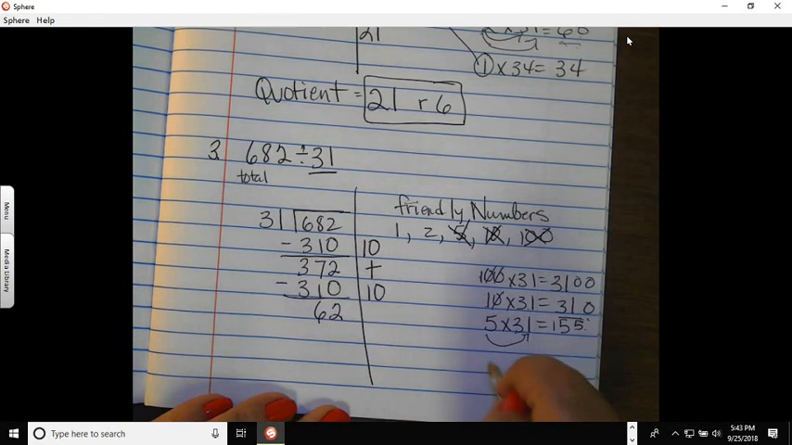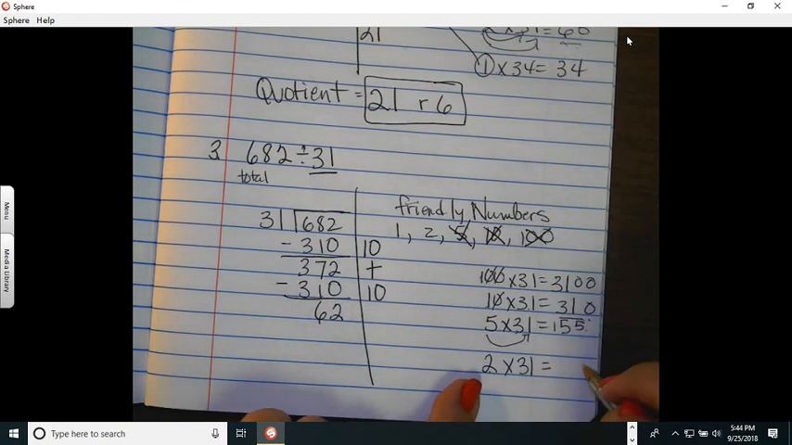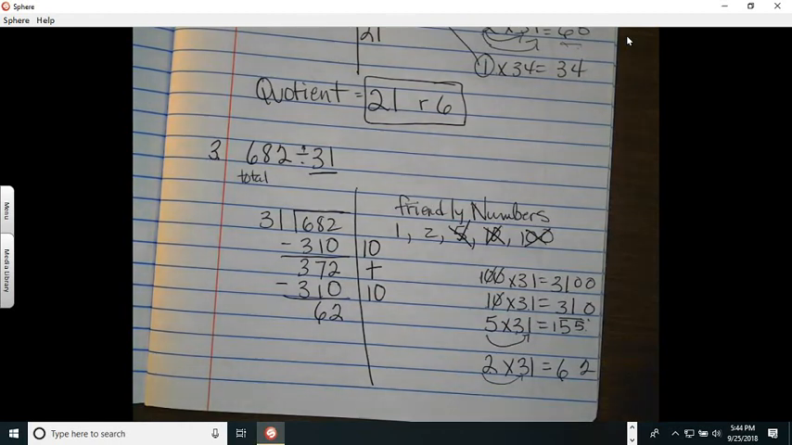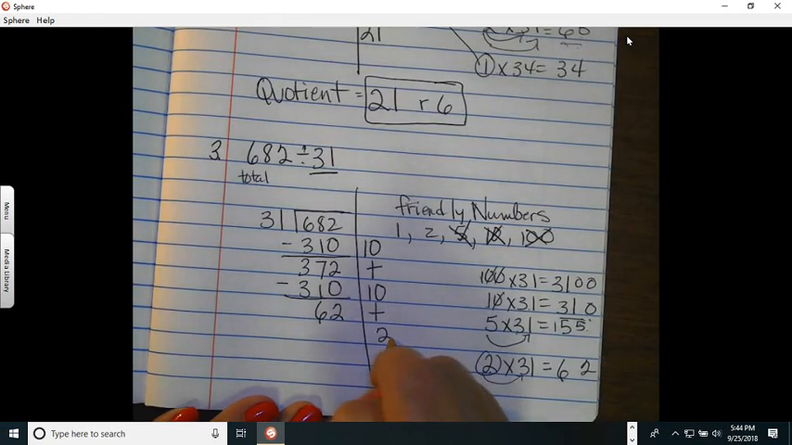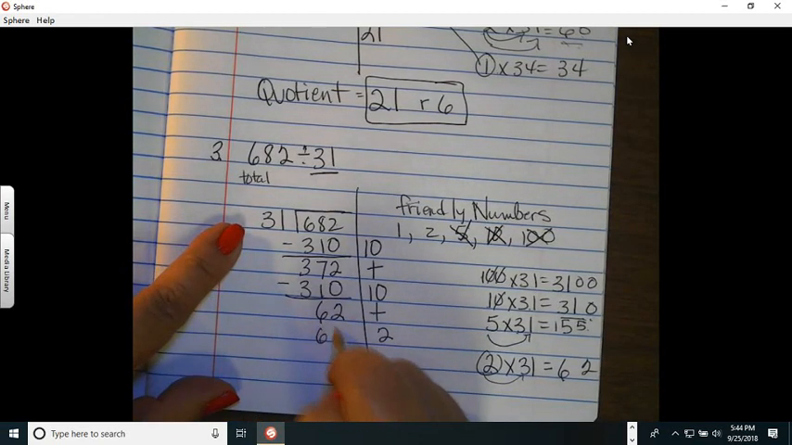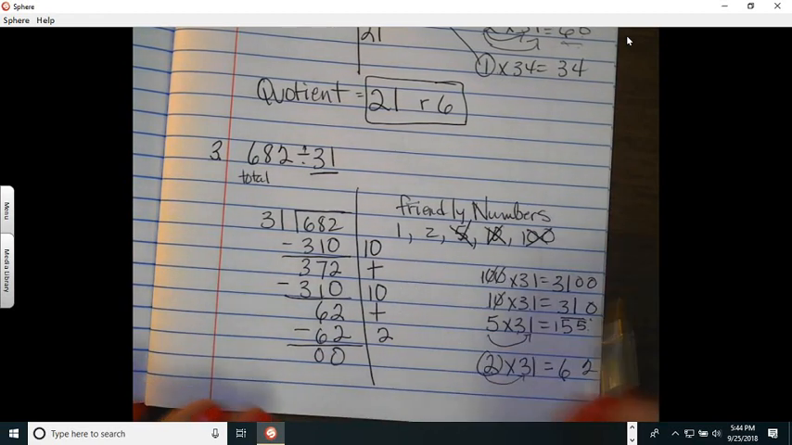Let me take my 2. Well, if I double my 2, 2 times 1 is 2. 2 times 3 is 6. Oh my gosh, look at that. And so I have my 2. I'm going to put a plus sign, 2 here. 31 times 2 is 62. Subtract it out, and I have 0.